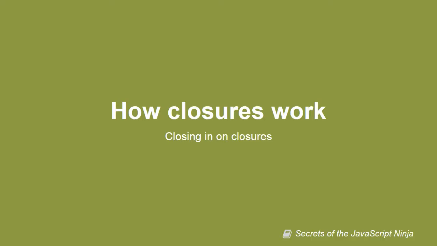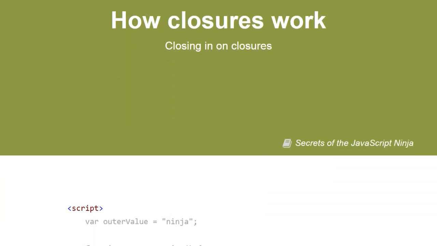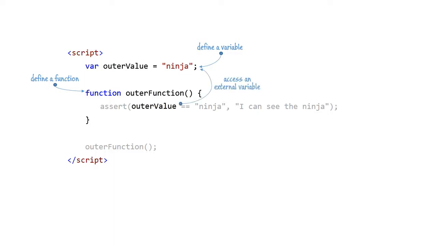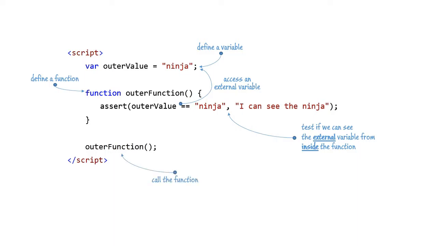We'll introduce closures and we'll show you examples that demonstrate how closures are used. Let's start with a simple example. In the same scope, we'll define a variable and a function. In the body of the function, we'll access the variable outer value that is external to the function, and we'll test whether we can see the variable from inside the function. Finally, we'll call the function.